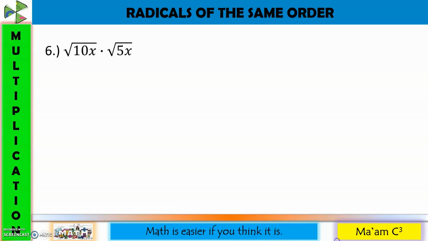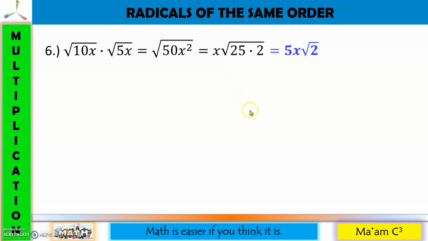Let us continue. Number 6, 10 times 5 is 50. So this is a square root of 50. And then 1 plus 1 is 2. So we have x squared. Since the index is 2 and the exponent is 2, 2 divided by 2 is 1. I could factor out 1x. And then I'll express 50 as 25 times 2. Square root of 25 is 5. I'll factor it out. So final answer is 5x square root of 2.